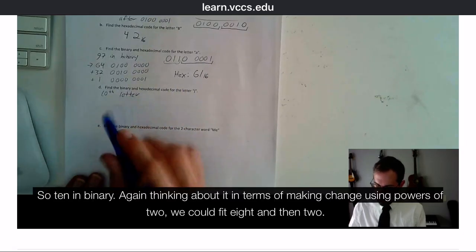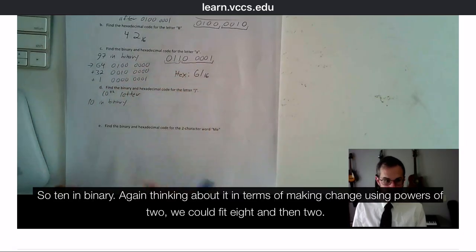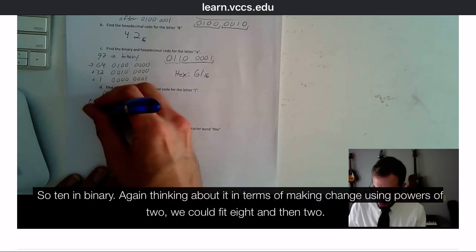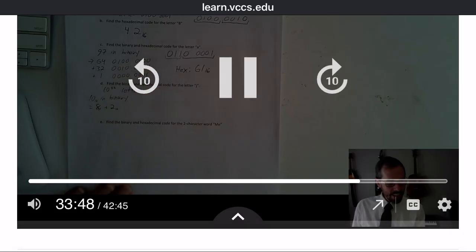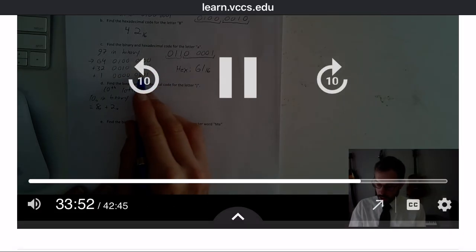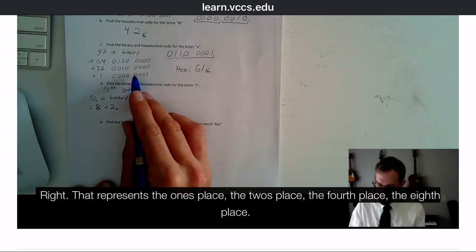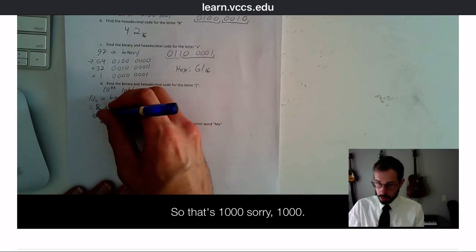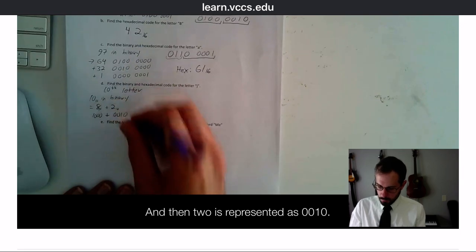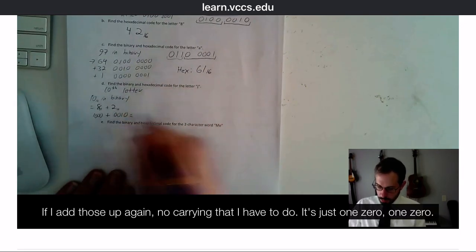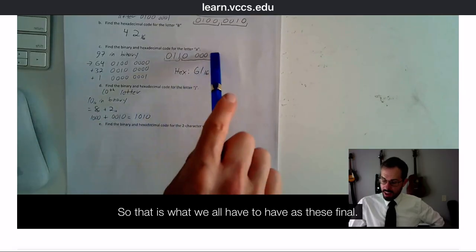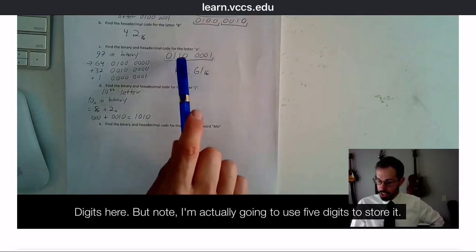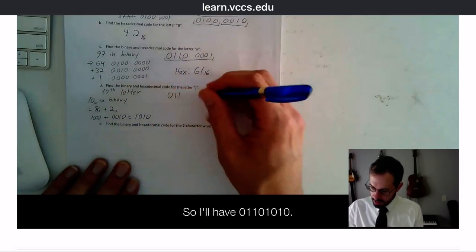So 10 in binary, again, think about it in terms of making change using powers of 2. We could fit 8 and then 2. Again, these are base 10 numbers, just to be very, very clear. Well, 8, thinking about our binary digits, the 1's place, the 2's place, the 4's place, the 8's place, is 1, 0, 0, 0. And then 2 is represented as 0, 0, 1, 0. If I add those up, there's no carrying to do, it's just 1, 0, 1, 0. So that is what we will have as these final digits. But note, I'm actually going to use 5 digits to store it, so I'll have 0, 1, 0, 1, 0.